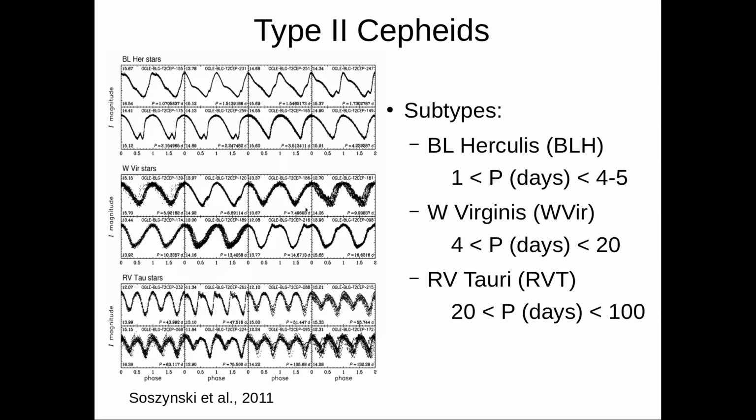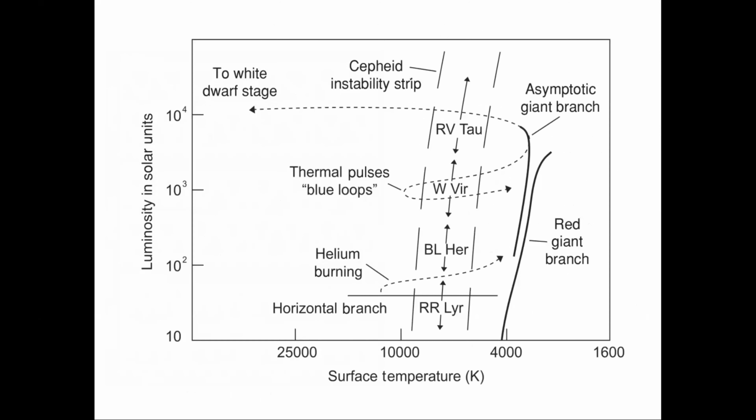The W Virginis stars occupy the period space between 4 and 20 days, and the RV Tauri stars occupy the space between 20 and 100, 150, or even more days. It's not clear where the upper limit is. As you can also see, there are many things that these stars do. It's not only that they pulsate simply.